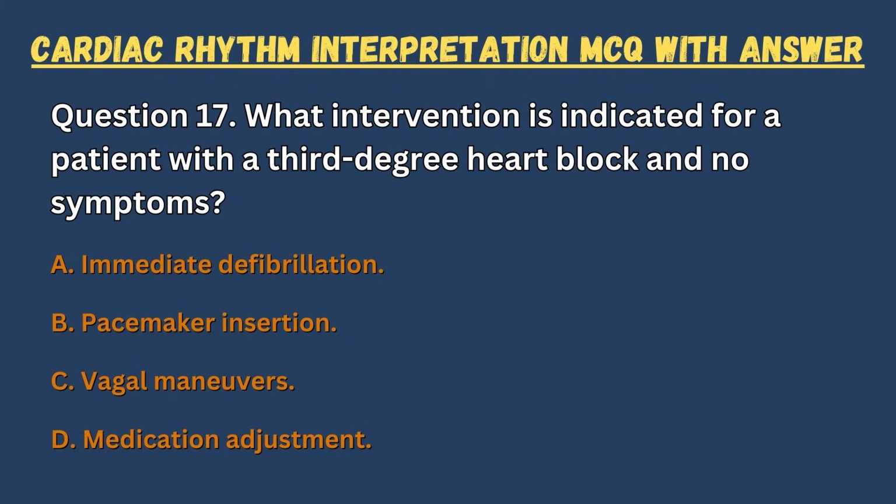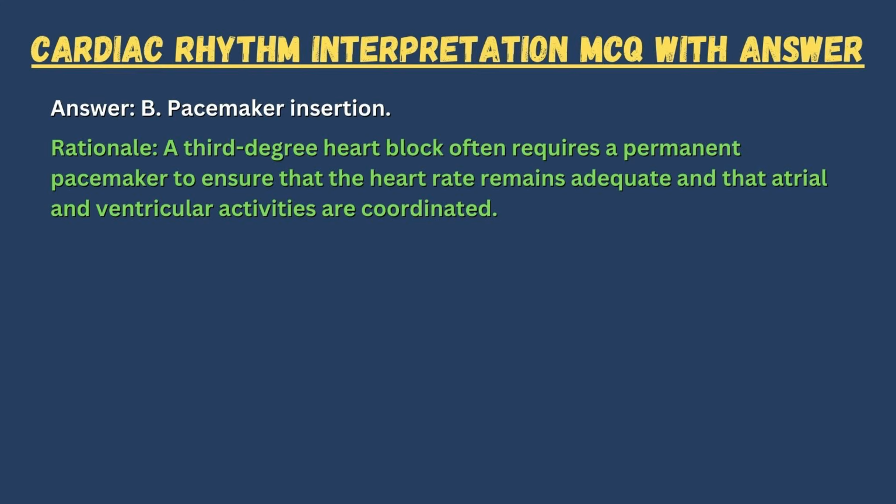Question 17. What intervention is indicated for a patient with a third-degree heart block and no symptoms? A. Immediate defibrillation. B. Pacemaker insertion. C. Vagal maneuvers. D. Medication adjustment. Answer: B. Pacemaker insertion. Rationale: a third-degree heart block often requires a permanent pacemaker to ensure that the heart rate remains adequate and that atrial and ventricular activities are coordinated.